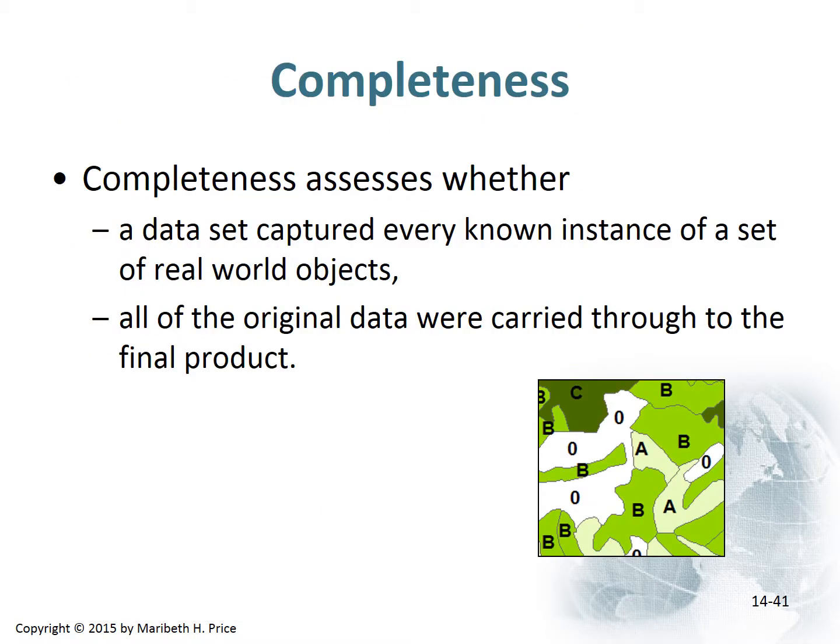Completeness is important. Completeness assesses whether a data set captured every known instance of a set of real-world objects. All the original data are carried through to the final product. So if you know something is there in the beginning, is it there in the end? Did it make the final cut?